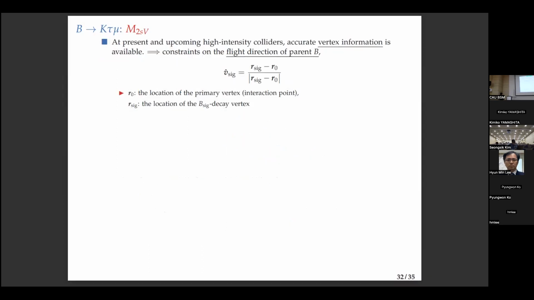And another possible definition for M2 is to use the vertex information of the B meson. Here, the vector is the momentum direction of the parent B meson, and this can be determined by the location of the primary vertex, that is the interaction point, and the location of the B decay vertex.